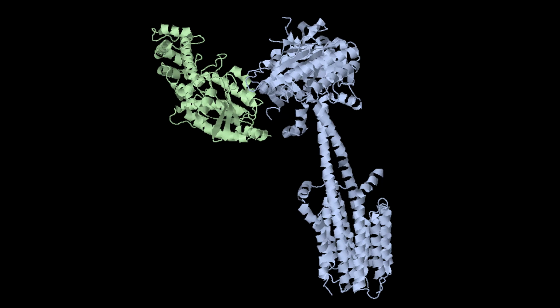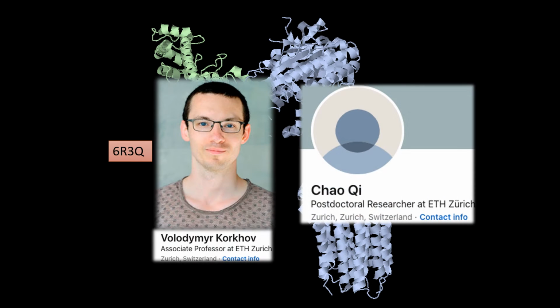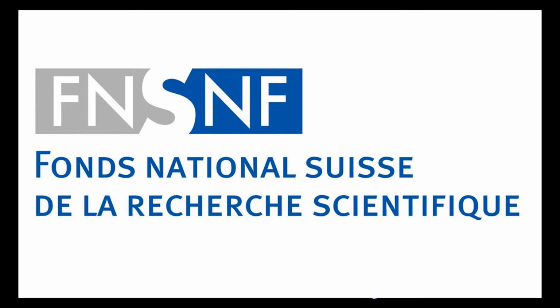Here, through the power of JMOL, we can actually see the structure of an adenylyl cyclase. The protein databank ID for this particular molecule complex is 6R3Q, and it was deposited by Dr. Korkov and Dr. Chi, who were funded by the Swiss National Science Foundation.